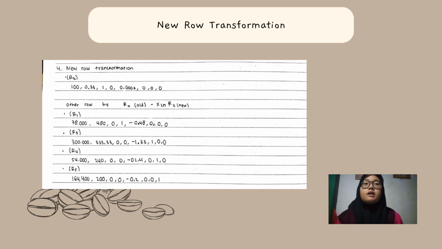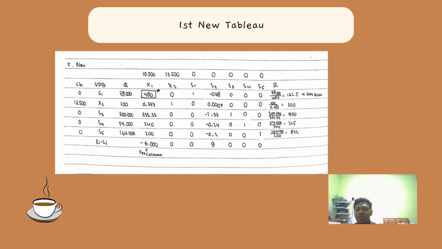The next step, we transform the K row by dividing each element in the K row by the K element, and we get the result. Then we do another row transformation and we get the result as in the video. Okay guys, next we will continue to the new simplex table.